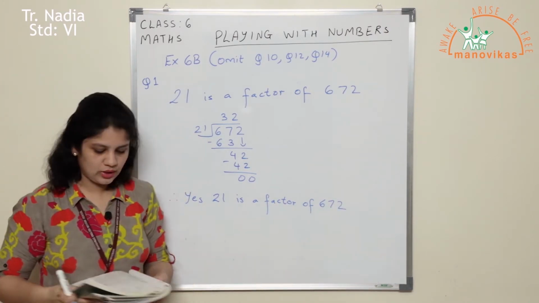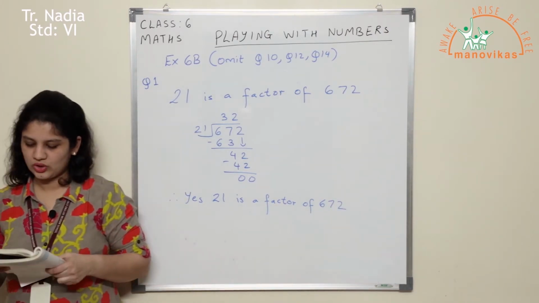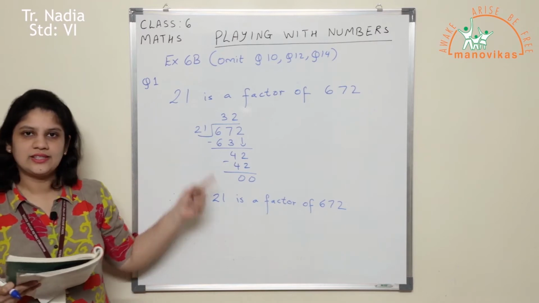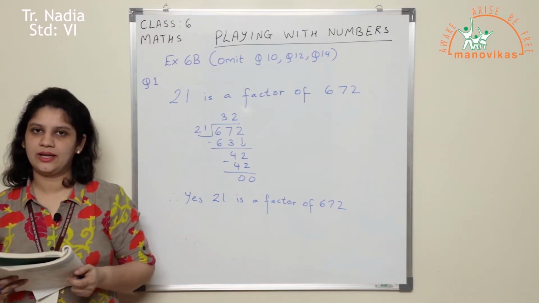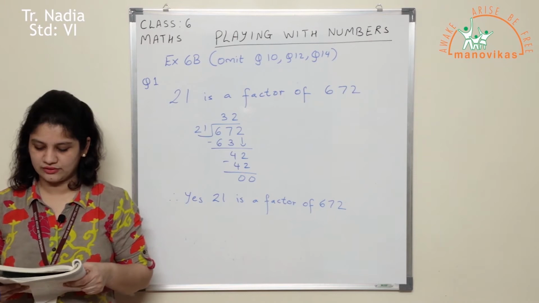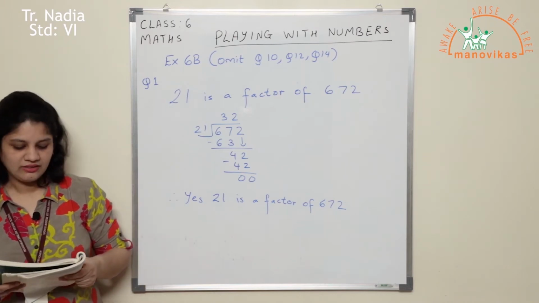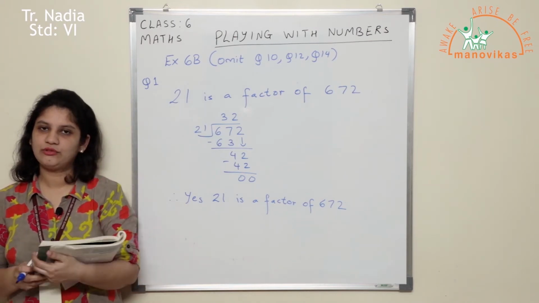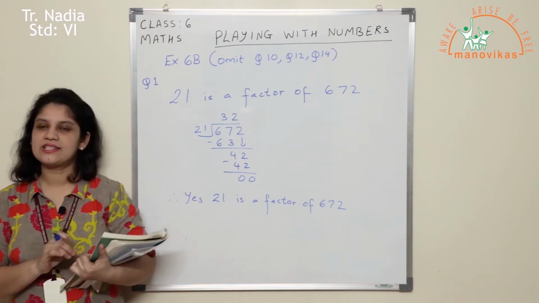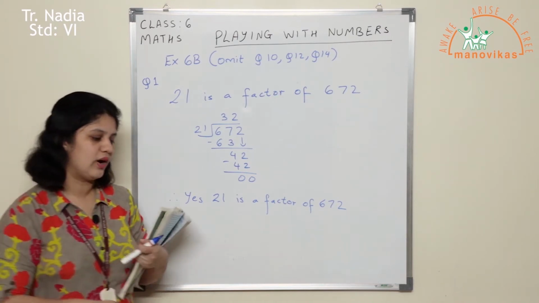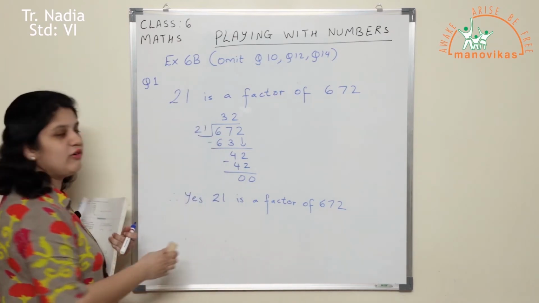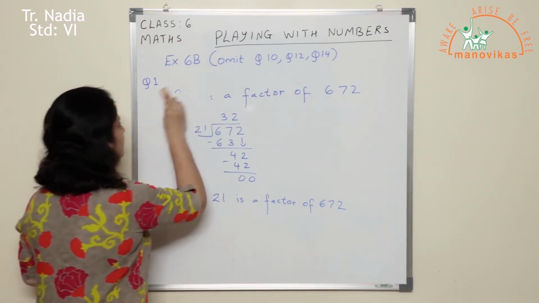Therefore, I can say that yes, 21 is a factor of 672. So in sub-question 1 and sub-question 2, similarly, you will divide and prove that the numbers which are given are factors of the other number. Now, in the third and fourth sub-question, you have to prove that 14 is not a factor of 2186. Now, how will you prove this? Let us try solving it.